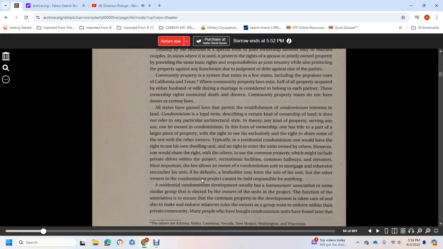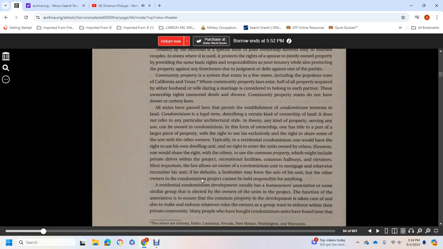Condominium is a legal term describing a certain kind of ownership of land. It does not refer to a particular architectural style. In theory, any kind of property serving any use can be owned in the condominium form of ownership. One has title to a part of the larger piece of property, with the right to use it exclusively, and the right to share some of the rest with the other owners.